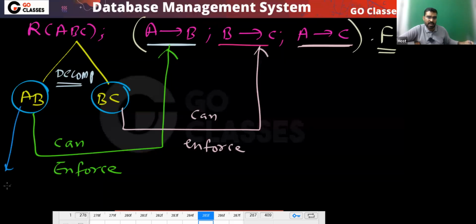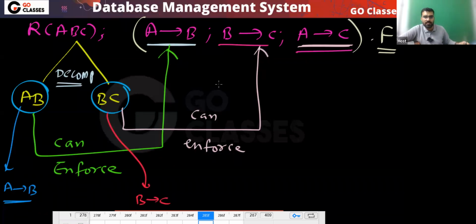Here you have A determining B. Here you have B determining C. Where do we have A determining C? Tell me. Anyone? Yes, transitively. We don't have to join.